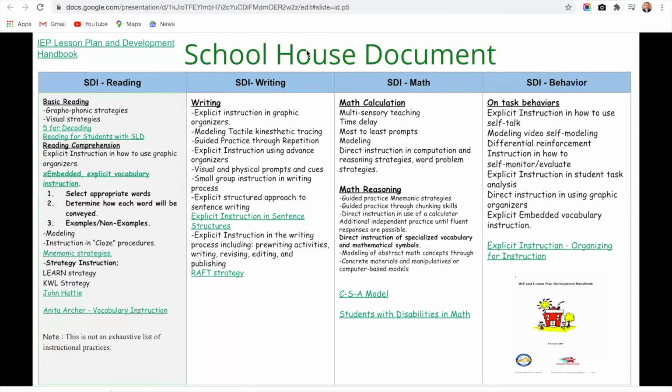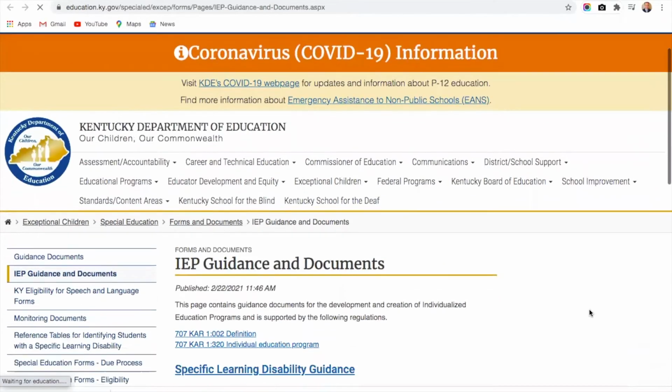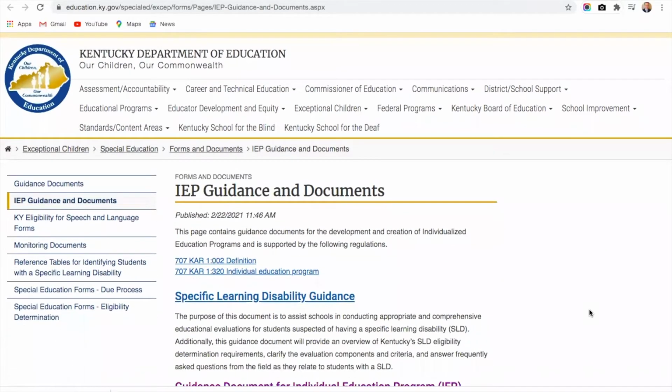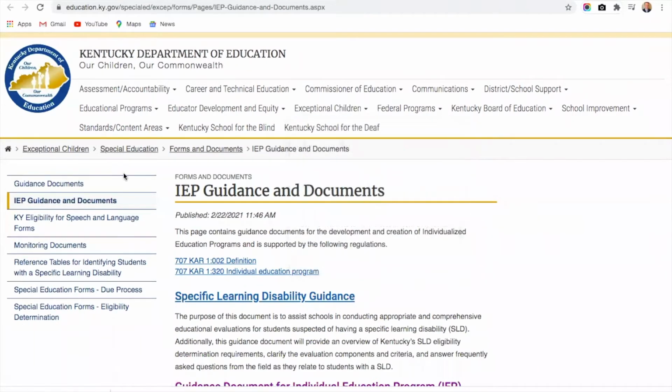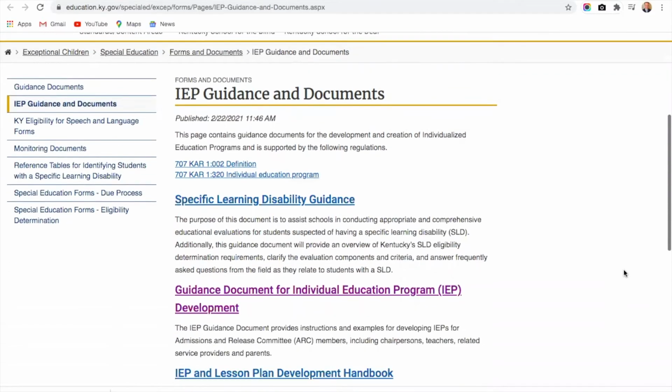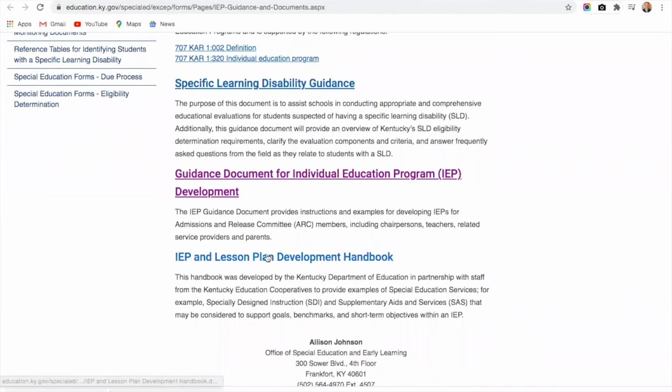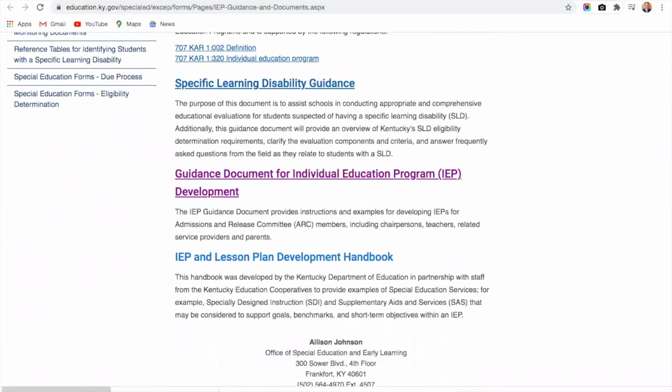We really have. I'm going to show you this down here in the corner, the IEP Lesson Plan Development Handbook, and I've got it linked here. So I'm just going to take you there for a second. It may take just a second for KDE's page to come up. And you go into IEP Guidance and Documents under your Exceptional Children's page, and you can see the pathway here: Exceptional Children, Special Ed, Forms Documents, IEP Guidance Documents. And down here at the bottom, we have the IEP Guidance Document, but we also have the IEP Lesson Plan Development Handbook, and this will put it in a PDF.